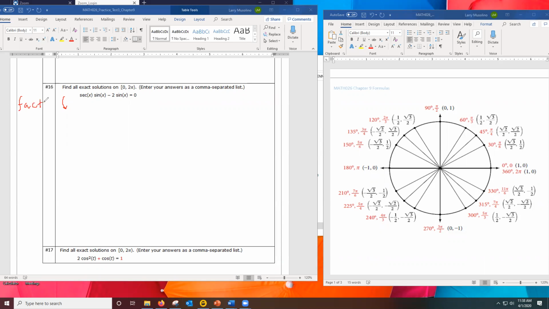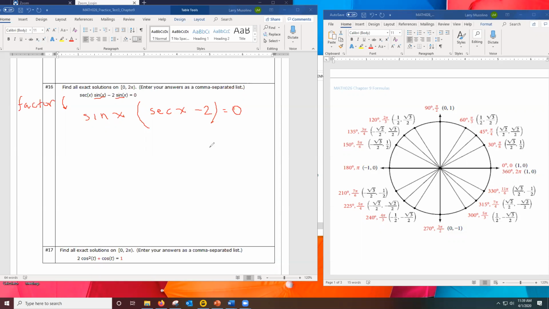Well, I'm noticing that I can factor because there's a sine x in the first expression and another sine x in the second expression. So let me take a sine x and pull it out in front. This is kind of like a greatest common factor, if you remember that from algebra. If I pull out a sine x in front, it's going to leave me with secant x subtract 2 inside the parentheses.